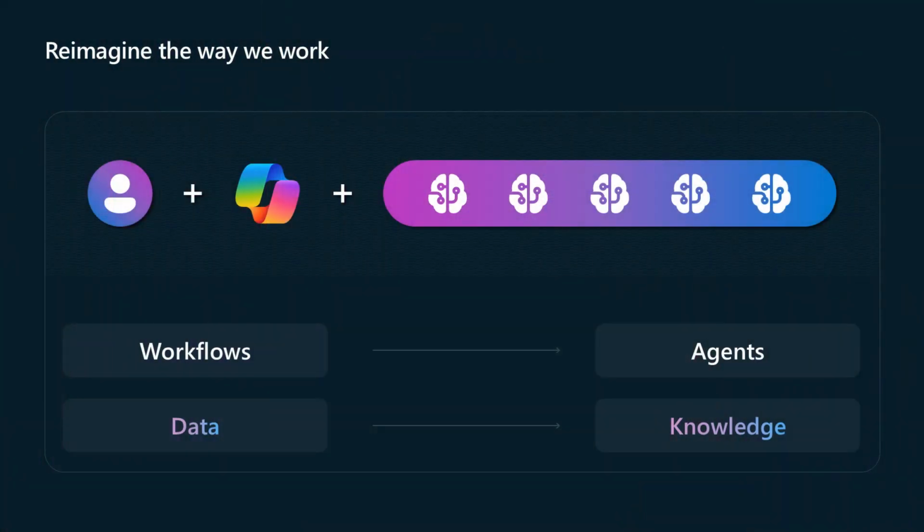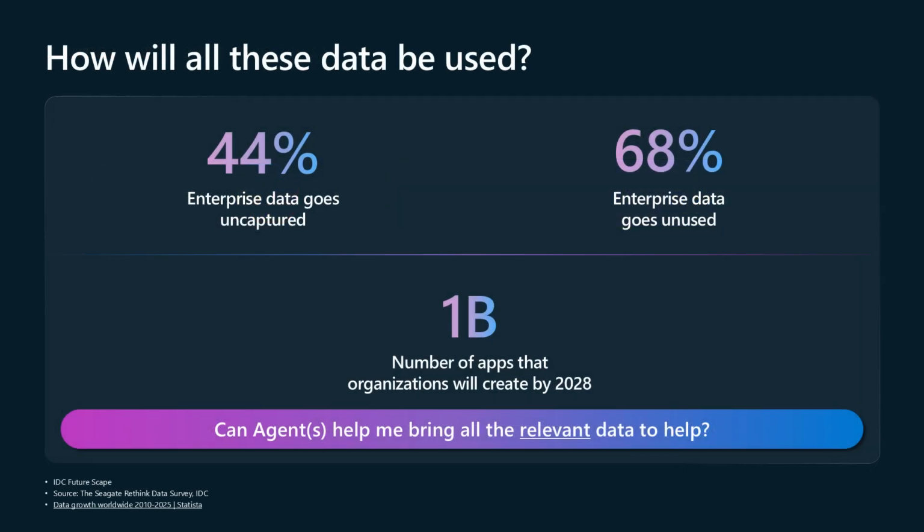Over the last 6 months, a transformative shift enabled us to reimagine workflows as agents. As part of that shift, we need to consider how we rethink our data as knowledge to give context to our agents. Now, there are many data challenges that our customers go through today. 44% of enterprise data goes uncaptured, while 68% of enterprise data goes unused. And the amount of data available to enterprises is continuously growing. By 2028, organizations collectively will create over 1 billion apps that generate data.